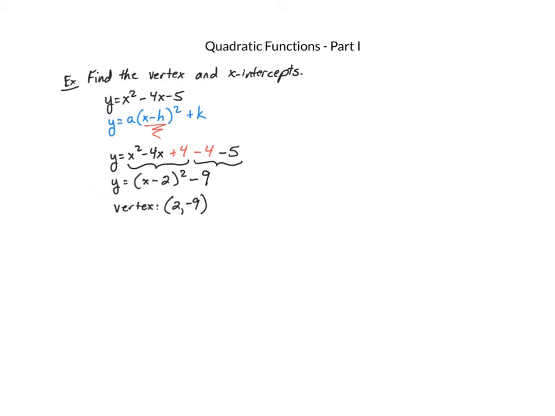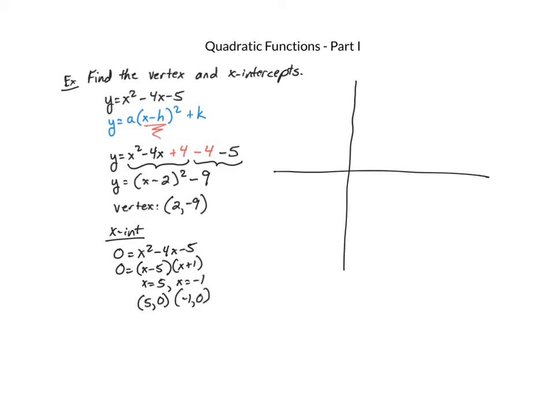So here we go. We're going to find our x-intercepts. I mentioned it was factorable, so we'll have x minus 5 times x plus 1. So we have x equals 5 and x equals -1 as the x-coordinates of the x-intercepts. So as ordered pairs, the x-intercepts are 5, 0 and -1, 0. A quick sketch of this parabola would look like this, 2, -9.